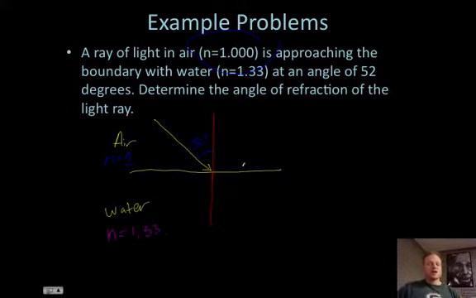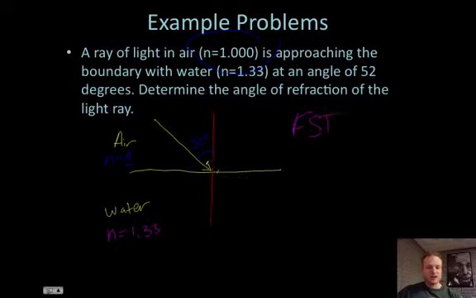Okay, so right away I can ask you guys, and you should be able to tell me pretty quickly, which medium will light travel faster in, air or water? Well, air it looks like, because it has a lower N value. So right off the bat, my mnemonic device of going from a fast medium, air, into a slower medium, water, is the word FST. So it's going to go fast to slow.